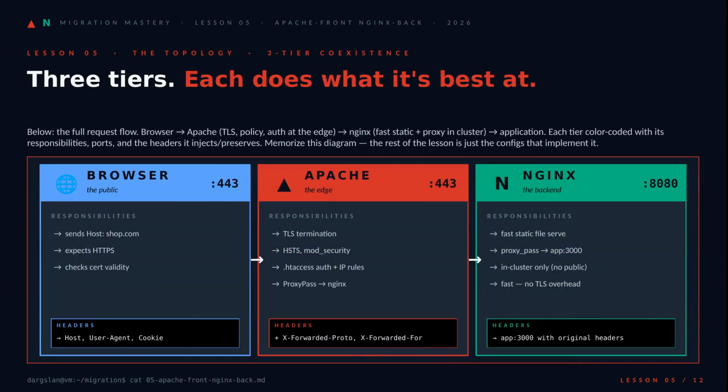So if you're still with me, here's the mental model the entire lesson hangs on. Browser hits Apache on 443. That's where TLS terminates, where mod_security inspects, where your .htaccess rules still live. Apache then proxies over plain HTTP to nginx on 8080. In cluster, no public exposure, no TLS overhead. And nginx serves static fast or proxy passes to the app on 3000. Critically, Apache injects X-Forwarded-Proto and X-Forwarded-For, so the backend still knows the request came in over HTTPS from the real client. Memorize this picture. Everything else is just config that implements it.